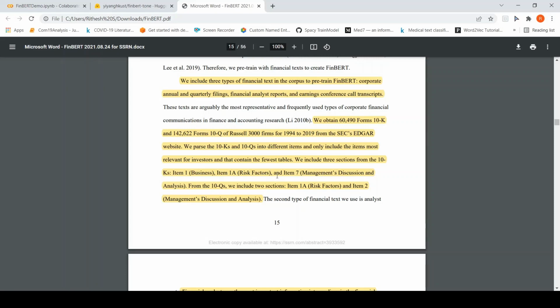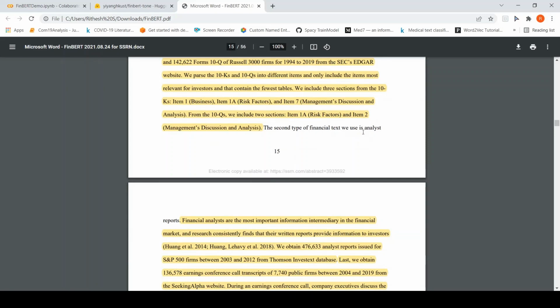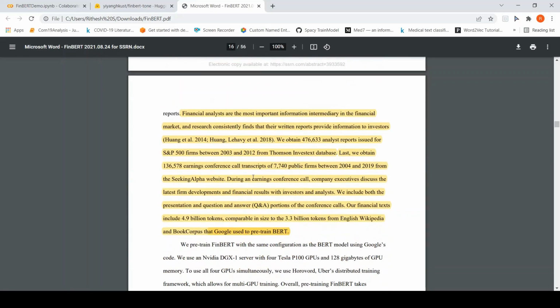From these forms they extract certain text. Okay, the second type of financial text is analyst reports. Financial analysts are the most important information intermediary in the financial market, and research consistently finds that their written reports provide information to investors. So they obtained again close to 476K reports for S&P 500 firms between 2003 and 2012.